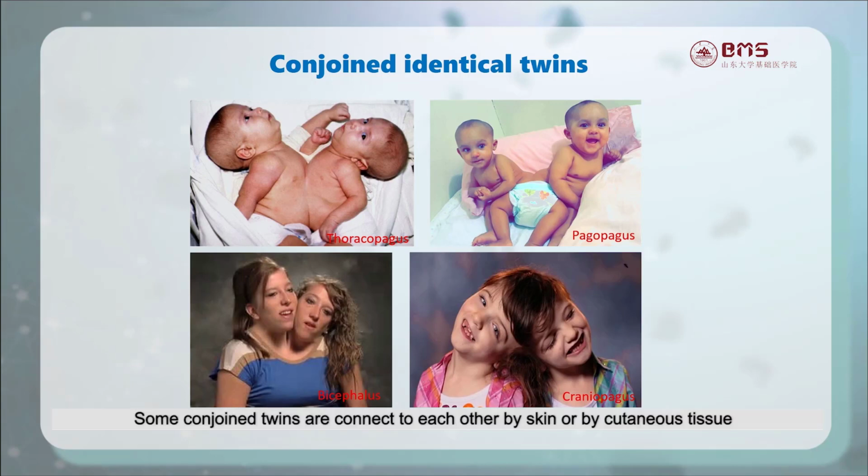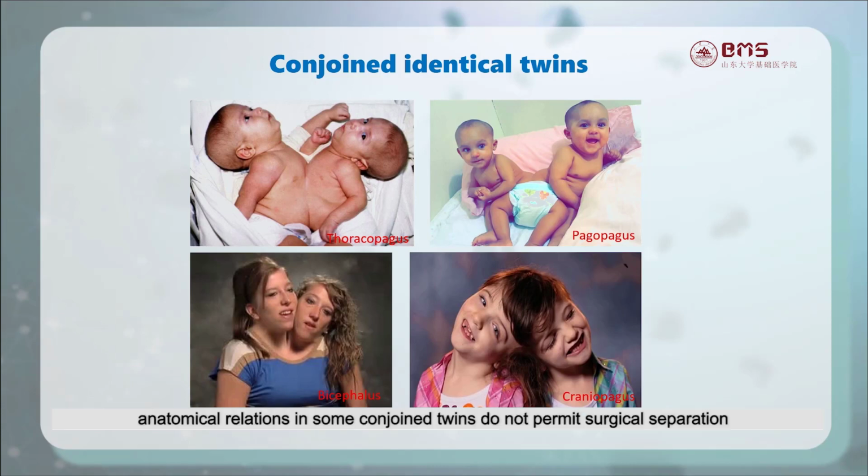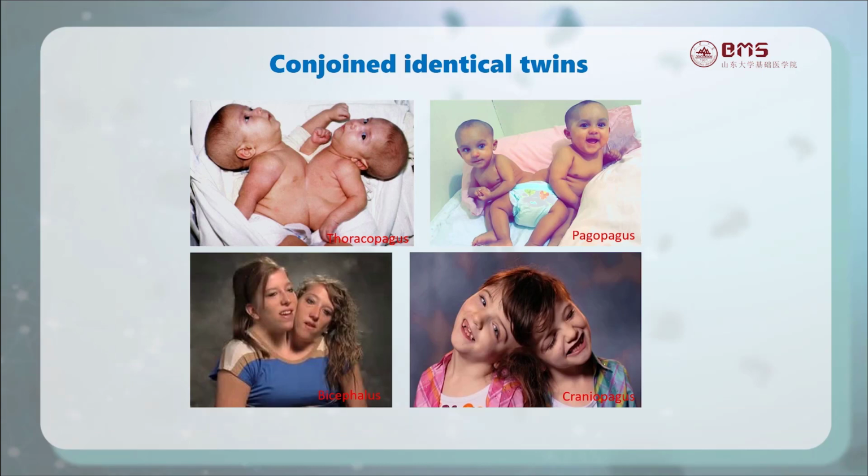Some conjoined twins are connected to each other by skin or cutaneous tissue. Such twins can be successfully separated by surgical procedure. However, if they have a vital part in common, anatomical relations in some conjoined twins do not permit surgical separation.